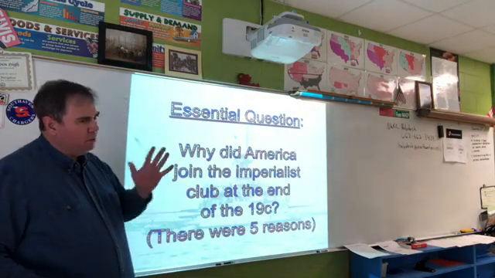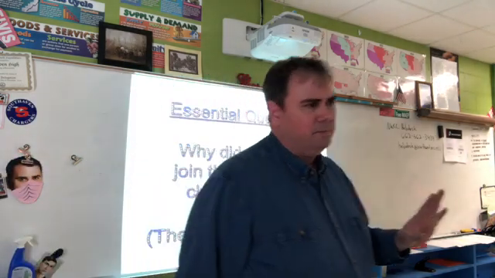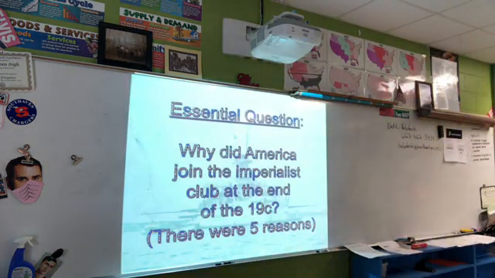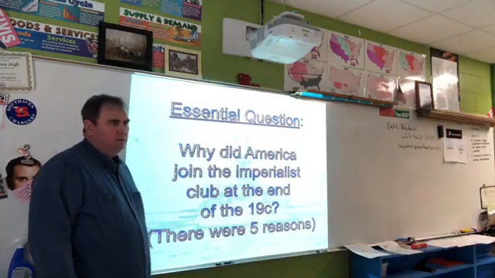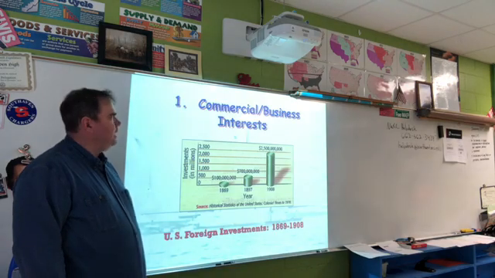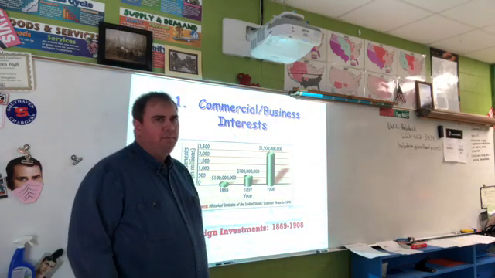And there's 5 reasons. So our note is going to be 5 reasons that the U.S. started to engage in imperialism. 5 reasons we started to engage in imperialism. All right, so 5 reasons. Okay, ready? Number 1, commercial and business interests. Okay, commercial and business interests.